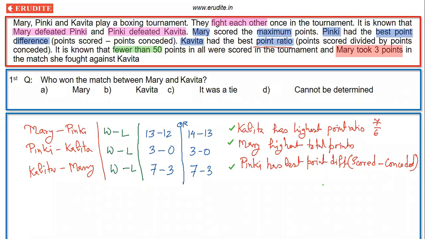So the first question: who won the match between Mary and Kavita? With our different possibilities, the minimum possibility of this one, and after that increasing these, we can get the higher one. We see the match between Mary and Kavita, which is Mary and Kavita here. Kavita has won the match. So our answer is coming as Kavita.